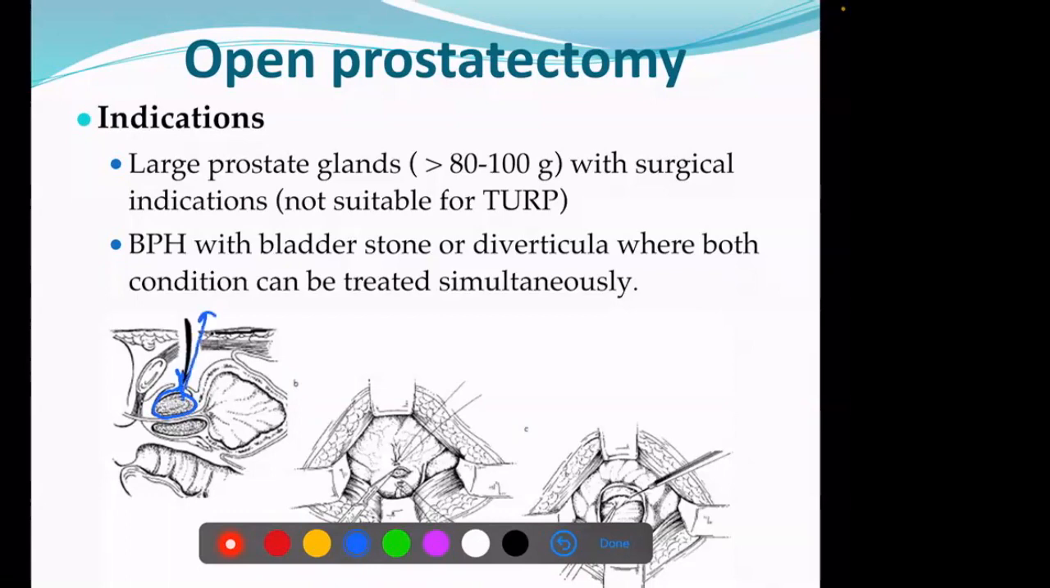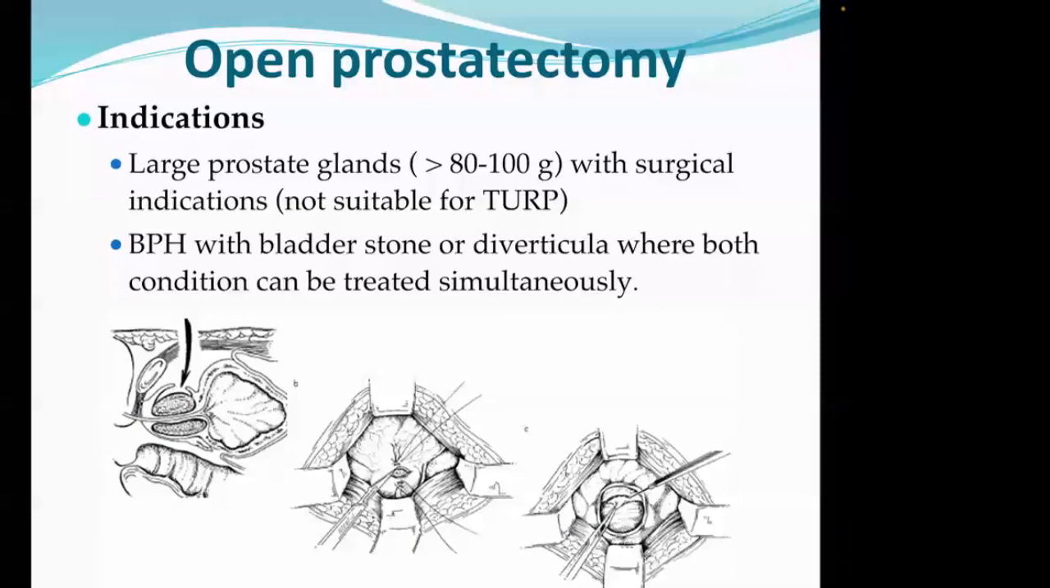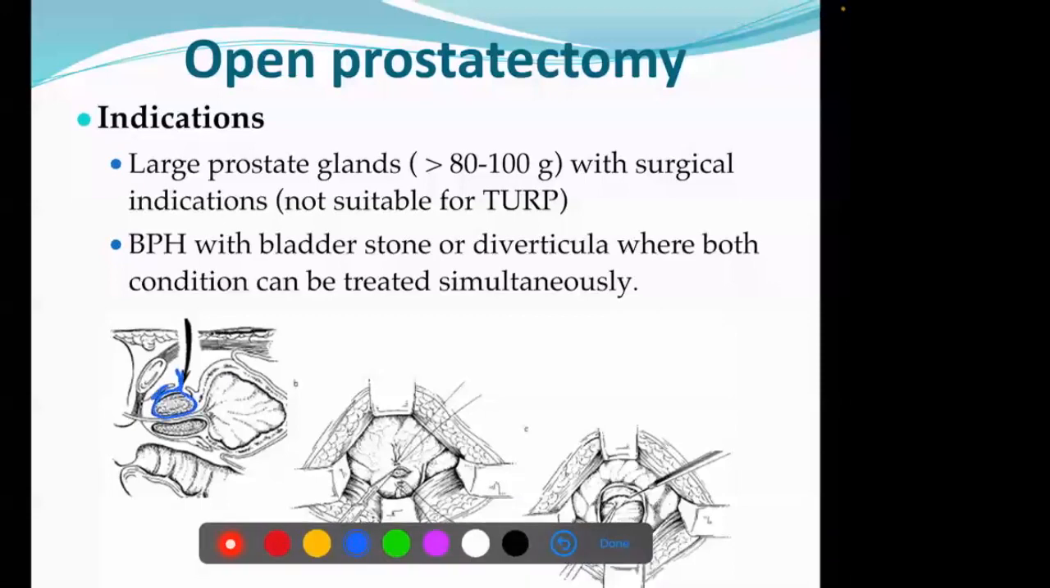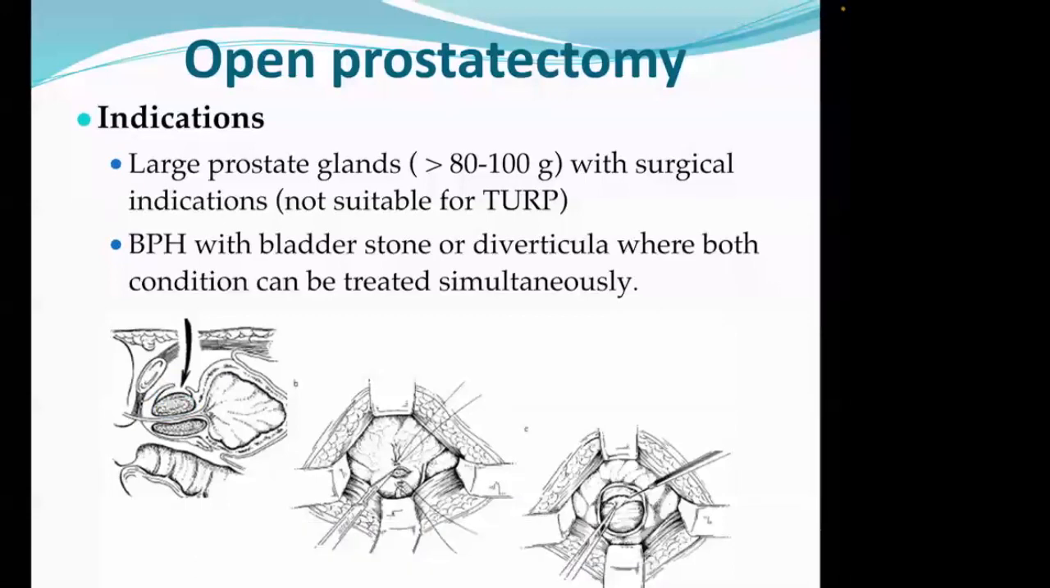Okay, and then we stitch the prostate. So the peripheral zone is still left. Even if you do open surgery, the peripheral zone is still left. So this is Millin's prostatectomy, also known as retropubic prostatectomy.